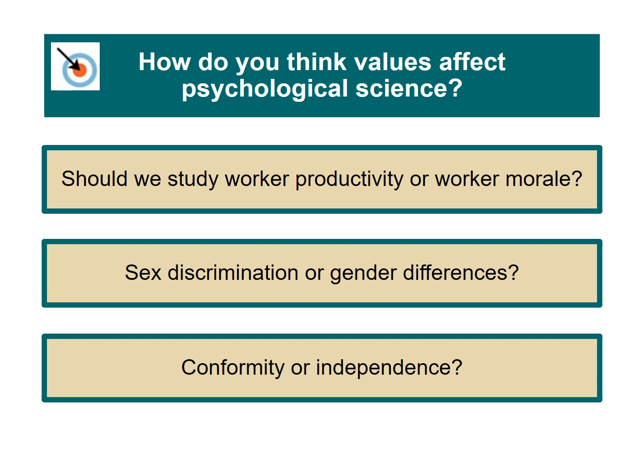So how do you think values affect psychological science? This isn't actually something you need to write, but something to consider, and jot down some notes about how you think, because we're going to talk about this in the lesson check-in. So a couple of things. Should we study worker productivity or worker morale? So like, how happy are workers and how productive are they? Should we study sex discrimination or gender differences? Should we study conformity or independence? So how people conform, or are people independent, and what makes them those ways? So your values are going to affect psychological science, but how in general do you think societal values affect psychological science?